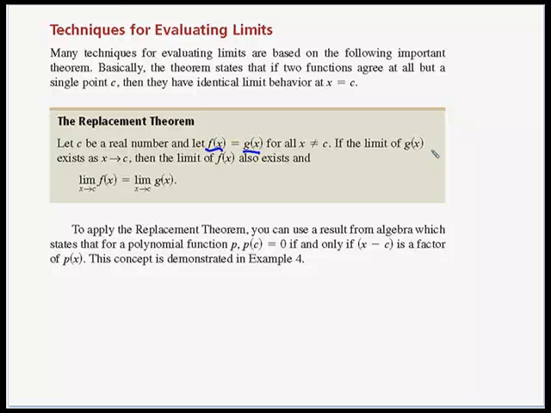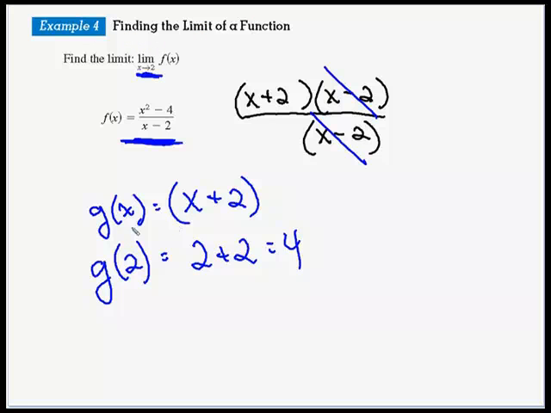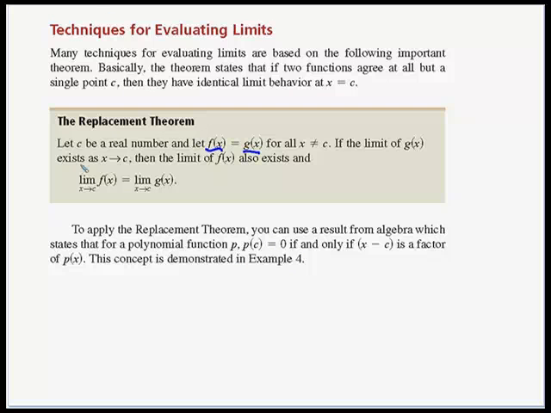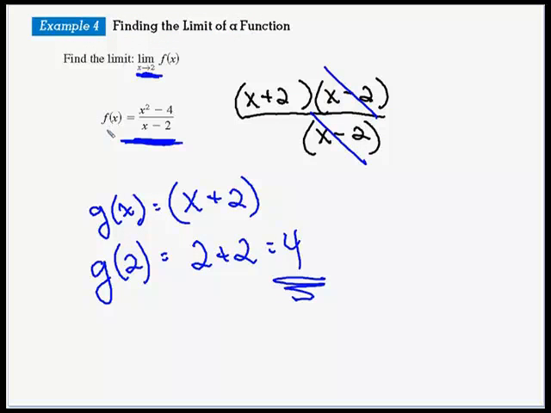So if the limit of g of x exists, which it does here, I plug that 2 right in, and the limit does exist, and that limit is 4. Then the limit of f of x also exists, and they're the same. So the limit of f of x is also equal to 4 because it is for g of x.